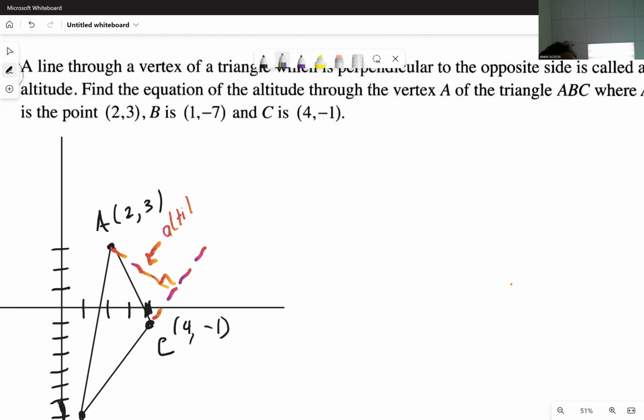Altitude. I got a new point for this, right? Now, we want an equation for that altitude. So we have the following information now. We know that the altitude has a point. The point of the altitude is (2, 3). But we need to have a slope or a gradient.